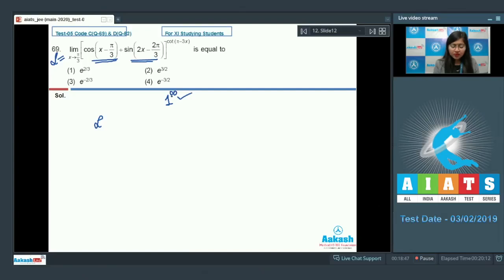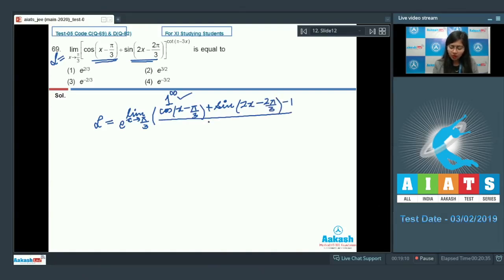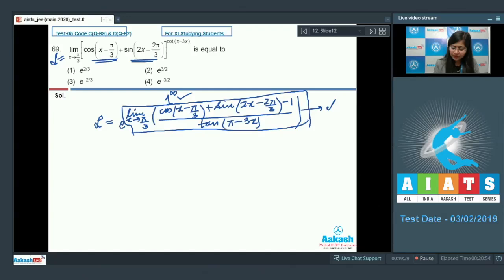So applying the 1 raised to the power infinity form, L can be written equal to e raised to the power limit x tending to pi by 3 cos of x minus pi by 3 plus sine of 2x minus 2 pi by 3 minus 1 upon tan of pi minus 3x, right? Now let us say the limit in the power, let us assume this to be equal to L1, right?